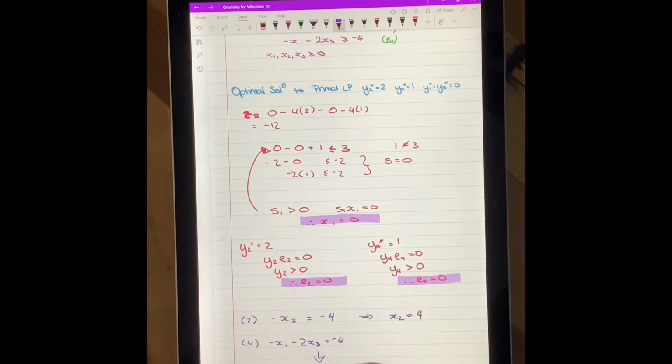So 0 minus 2x3 equals negative 4. So x3 equals 2.